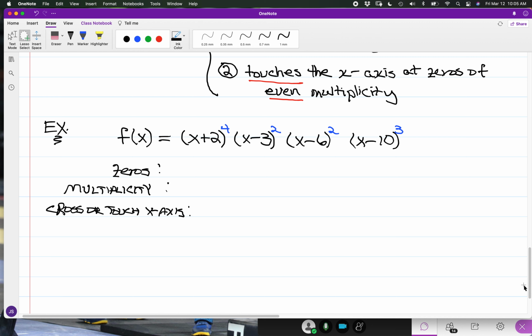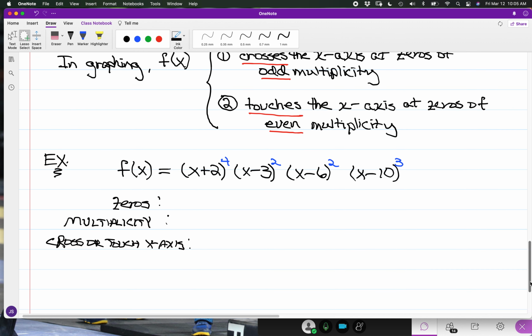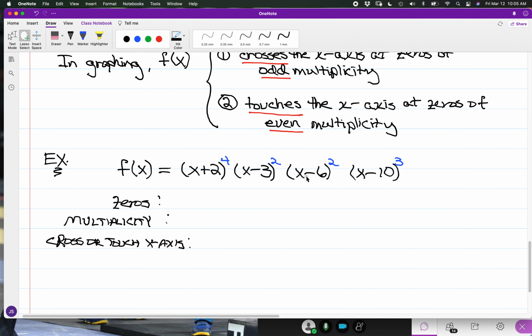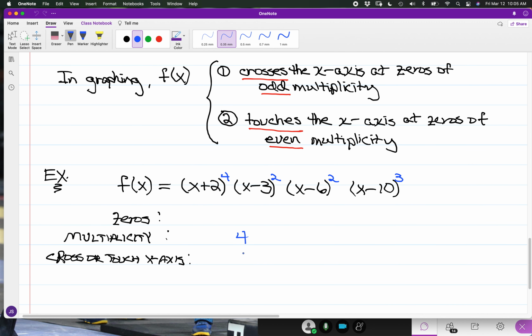So I just want to stress, for multiplicities, you have these factors laid out. Multiplicity is the degree to which each of the factors is raised. So you have a multiplicity of 4, and 4 is an even value, so the graph is going to touch.